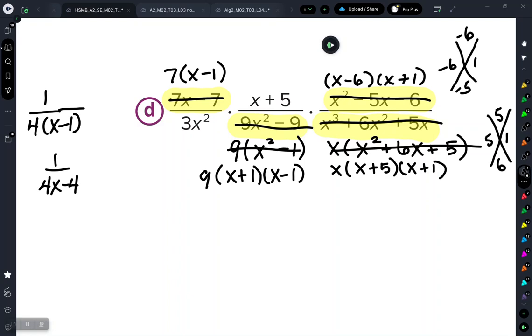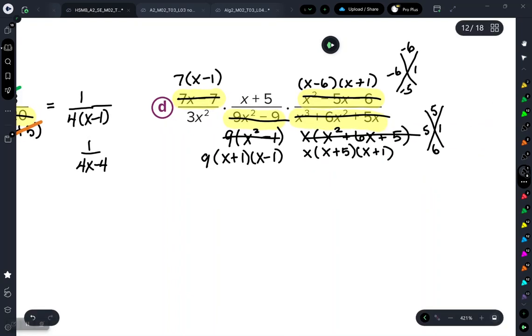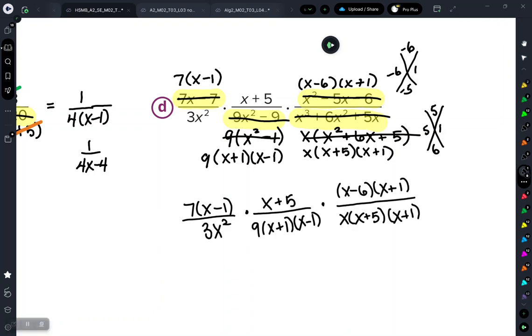If this becomes too complicated, you can just rewrite the whole thing. So I think I'm going to do that for this one. All right, so I rewrote it. Now we get to the fun part where we get to cancel everything that we see. So remember, you're just looking for anything in the numerators that can cancel with anything in the denominators. All right, so I see x plus 5, gone. I see an x plus 1, gone. I see an x minus 1, gone. And I think that's it.